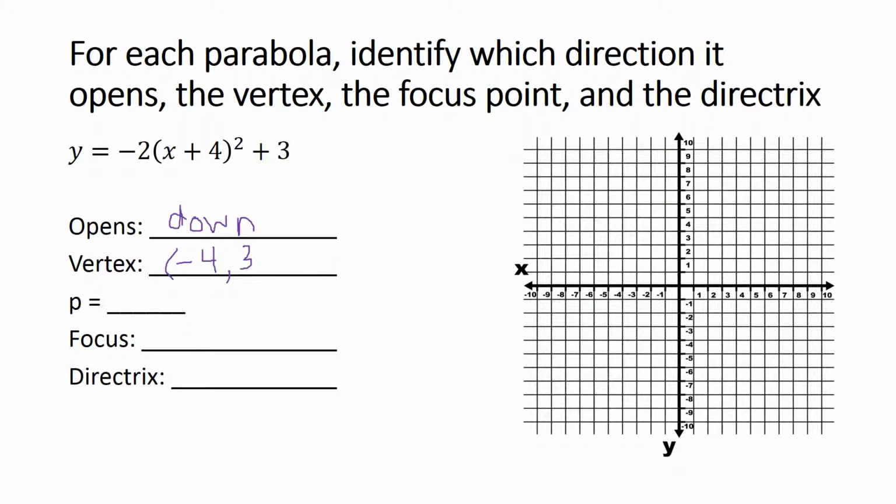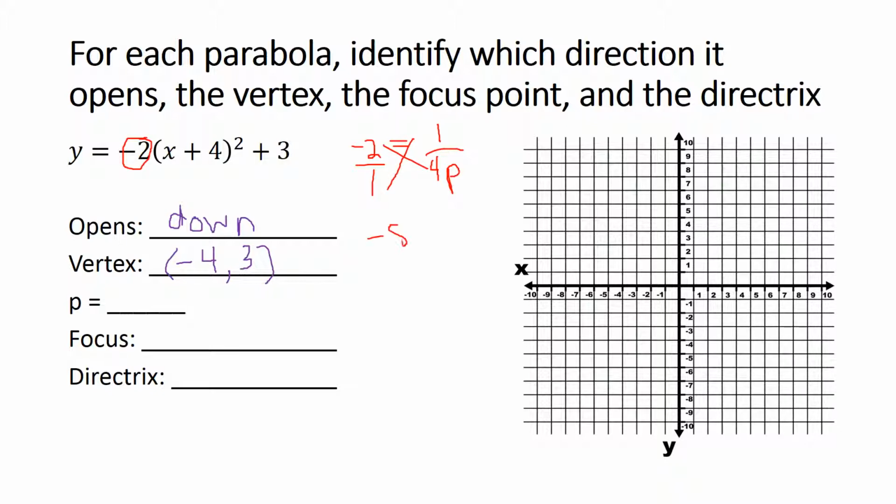Now we're going to have to do some calculations to find the value of p. This will allow us to find the focus and the directrix. So remember the formula, a equals 1 over 4p. So to set this up, I have -2 is my a value, equals 1 over 4p. Now when you have a fraction, you can cross multiply. If you have a whole number like -2, we can make it a fraction by putting it over 1. Now we can do the same thing. We're just going to cross multiply.